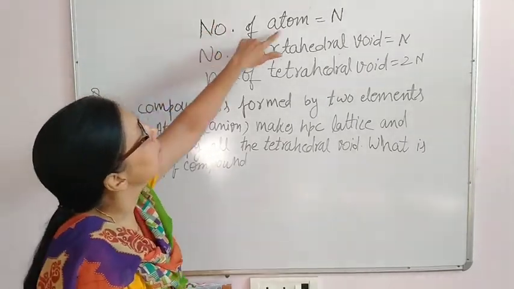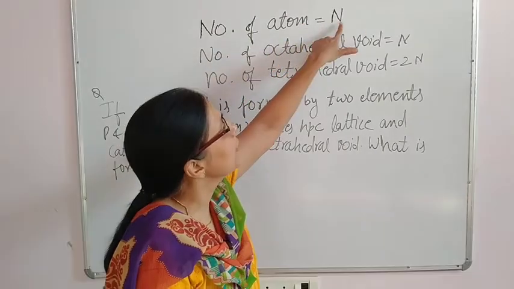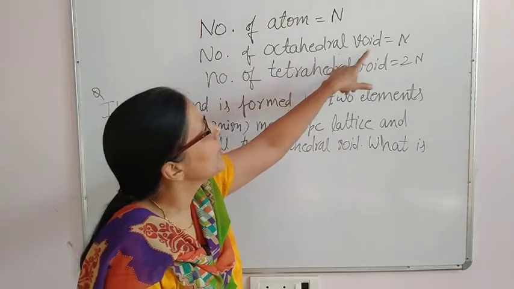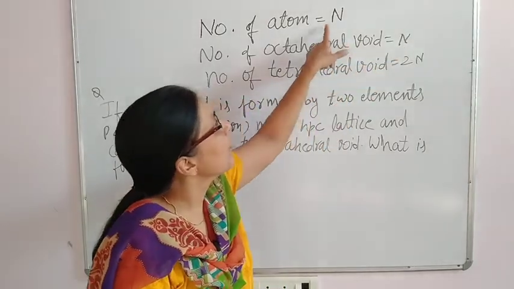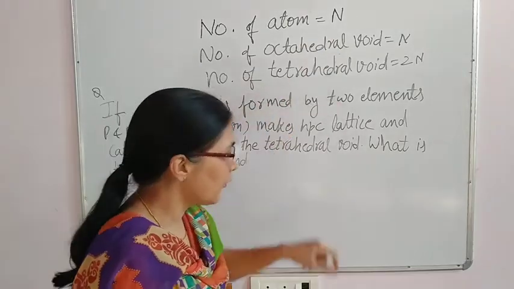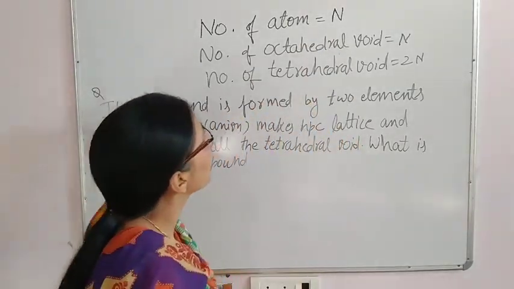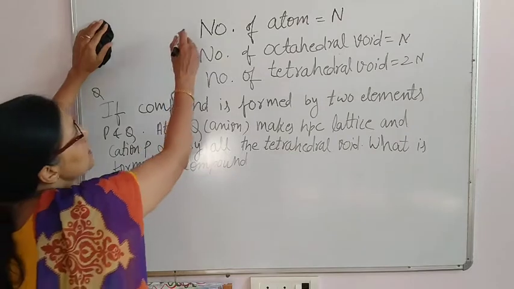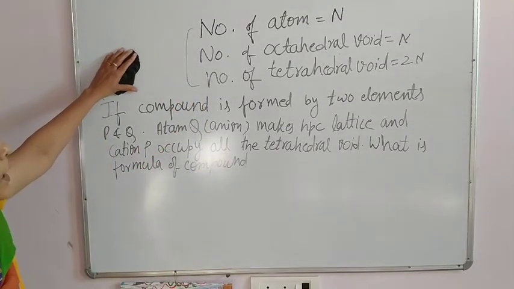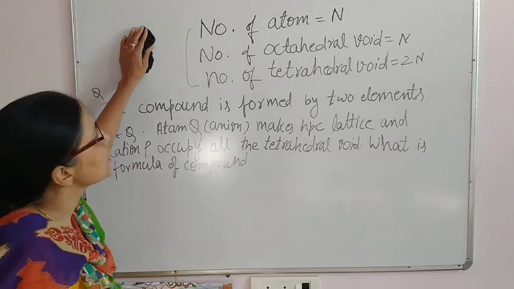If the number of atoms at the lattice point is given as n, then the number of octahedral voids will always be n, meaning the number of voids and the number of atoms remain the same, and the number of tetrahedral voids will be twice the number of atoms. So these three formulas are the reminder; learn them by heart. Then we will proceed with the questions.